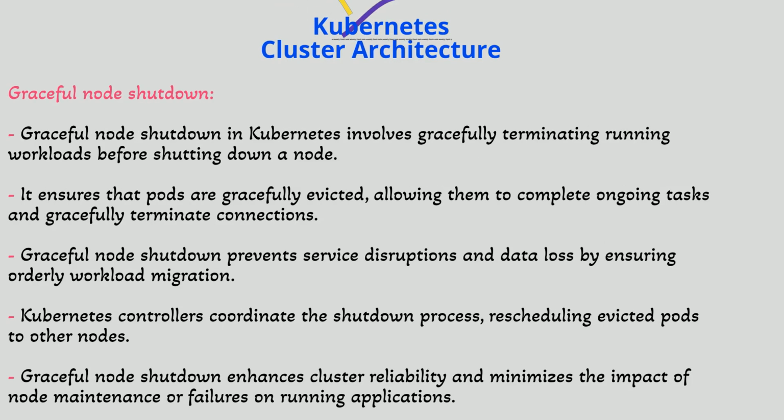Graceful node shutdown. Graceful node shutdown in Kubernetes involves gracefully terminating running workloads before shutting down a node. It ensures that pods are gracefully evicted, allowing them to complete ongoing tasks and gracefully terminate connections. Graceful node shutdown prevents service disruptions and data loss by ensuring orderly workload migration. Kubernetes controllers coordinate the shutdown process, rescheduling evicted pods to other nodes. Graceful node shutdown enhances cluster reliability and minimizes the impact of node maintenance or failures on running applications.